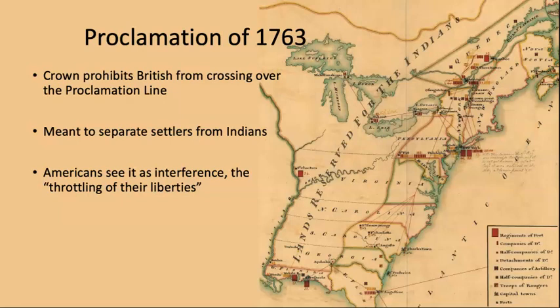The term would have been throttling their liberties. They feel that this is their right. They have the right to go over and take this land and kill these Native Americans. And who are the British to force them not to? I mean, they beat the French after all, right?